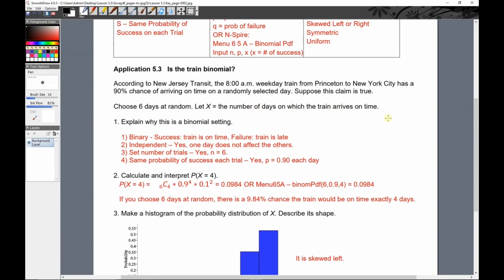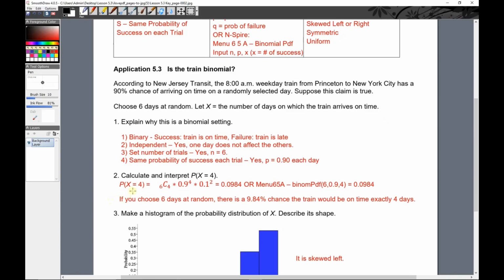Number one, here is why this is a binomial setting. It is binary because the train is either on time or it's late. That's your success or failure. Independent? Probably so. Yes, one day does not affect the others. Set number of trials? N is 6, so big yes on that. And the same probability of success on each trial? Yes, P equals 0.90 each day. Okay, so calculate and interpret the probability that X equals 4.